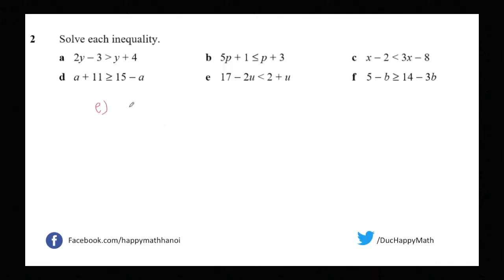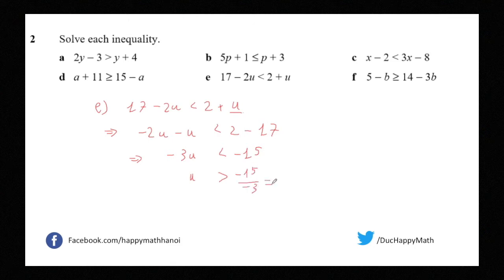Question E. 2u less than 2 plus u. I move this one to the left hand side. It means 2u minus u, minus 3u less than minus 15. So divide both sides by minus 3, and you will get here 5. Don't forget to change the sign of the inequality from less than to greater than.